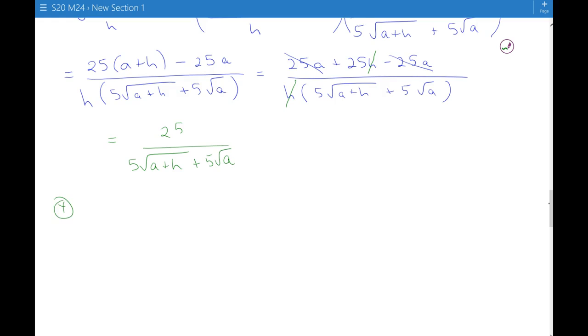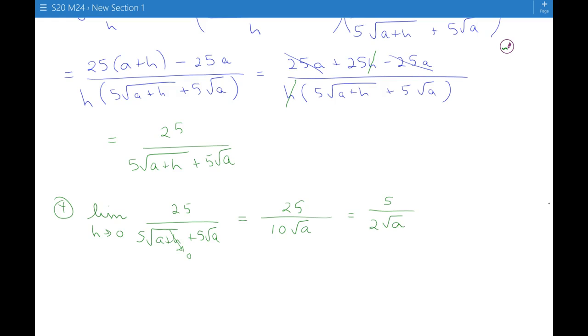So then step 4 is find the limit as h goes to 0 of 25 over 5 square root of a plus h plus 5 square root of a. So this h is going to 0. And I'm going to have 25 over 5 square roots of a plus 5 more square roots of a, which is 10 square roots of a. And then we should reduce 25 over 10, dividing them each by 5, and get 5 over 2 times the square root of a. So this is the derivative. This is the slope of the tangent line. This is the instantaneous rate of change.